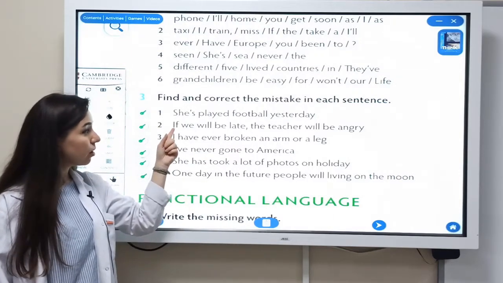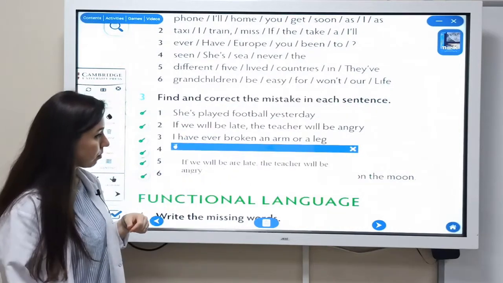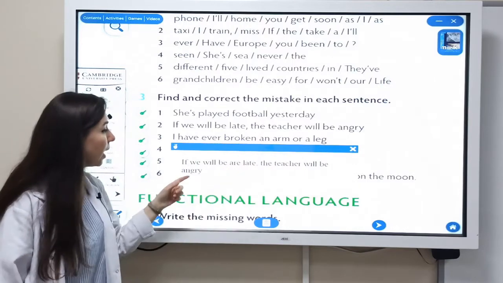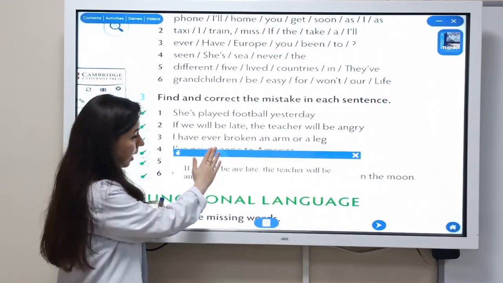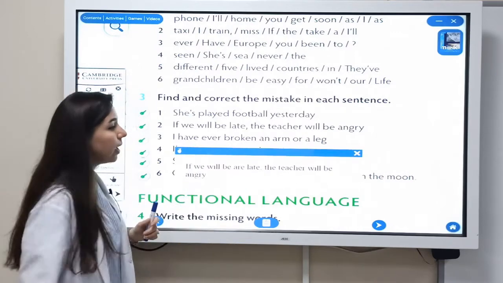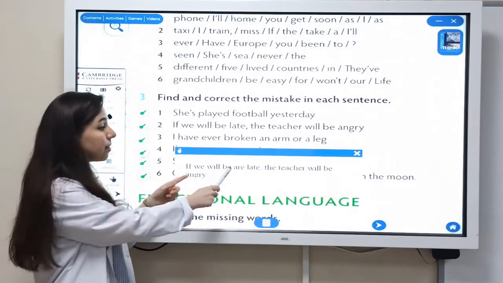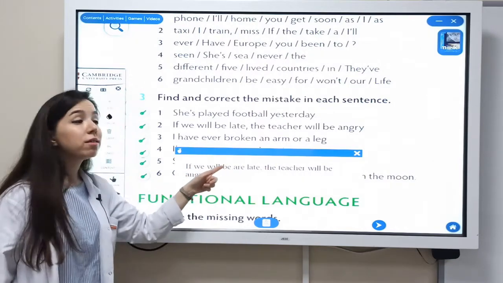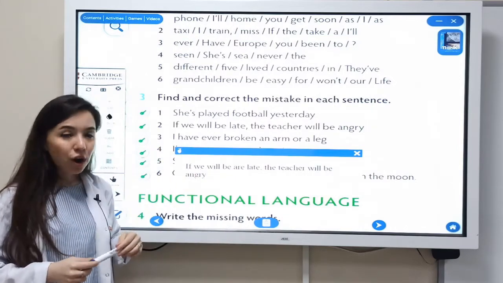So if, look at here, if we are late, the teacher will be angry. If we are late, look at here, if we are late, the teacher will be angry. So here the answer should be, it's both of them, it's not mistake here. Both of them are written here to make you understand which part is wrong here, mistake.